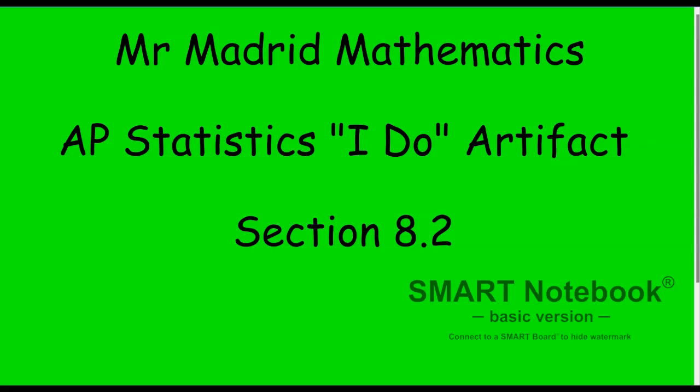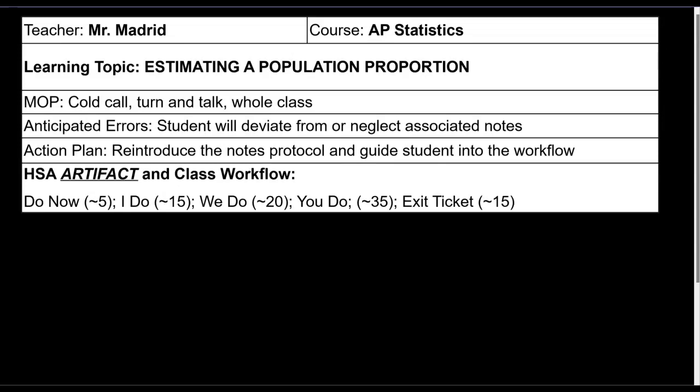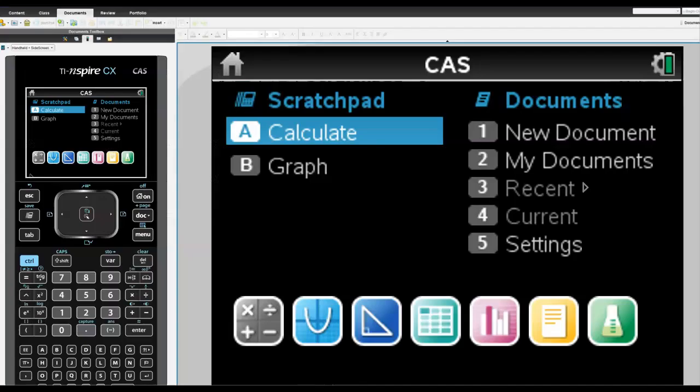Alright, Harmony Science Academy AP Stat students, we're in section 8.2. The learning topic for this section is estimating a population proportion. There's two tricks here, one involving inverse norm and the other one is going to be for the confidence interval. Okay, so let's go ahead and get straight into it.